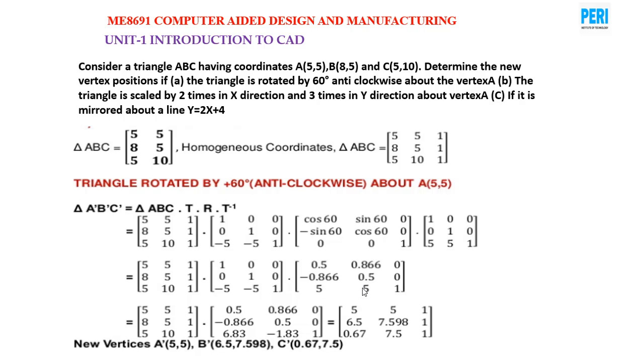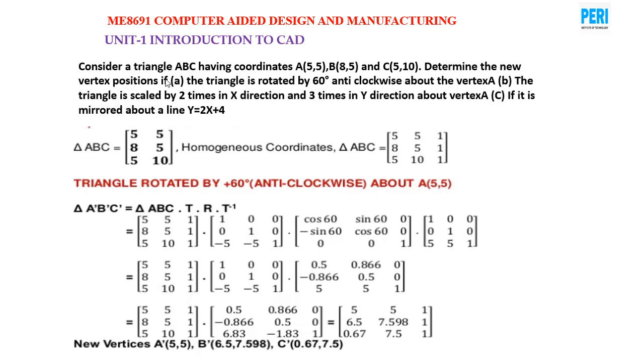Okay. So as it is, 0, 0, both to be multiplied, we are getting this answer. Next, these both are multiplied, we are getting this value. Further these to be multiplied, we are getting this value. Final answers will be 5, 5, 1, 6.5, 7.598, 1, 0.67, 7.5, 1. So the new vertices for the anti-clockwise rotation about vertex A will be (5, 5), (6.5, 7.598), and the third C is (0.67, 7.5).